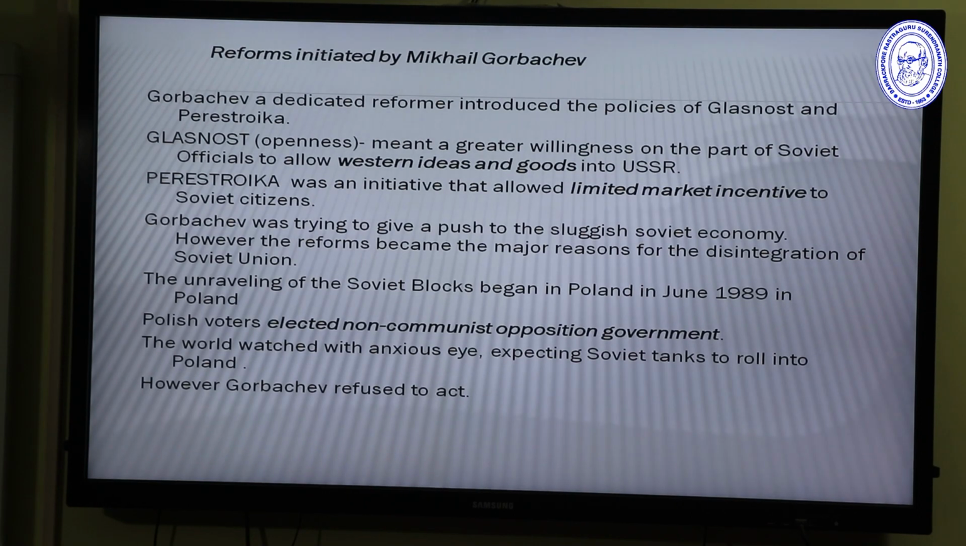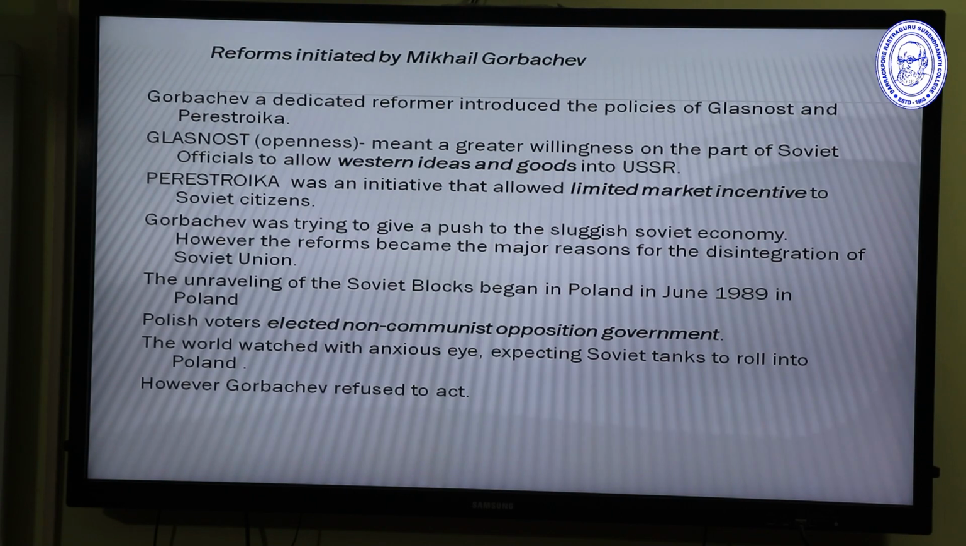Perestroika was an initiative that allowed limited market incentives to Soviet citizens. If you look at the Soviet system from 1922 onwards, there was no private property, isn't it? Private property was not allowed. There was only one political party, no multi-party system; only one party was allowed to run the elections. So through Gorbachev's initiative of Glasnost, Western ideas and goods were allowed, number one. Perestroika allowed limited market incentives to Soviet citizens, meaning now you can have a little bit of privatization. A little bit of liberty was given to the Soviet citizens.